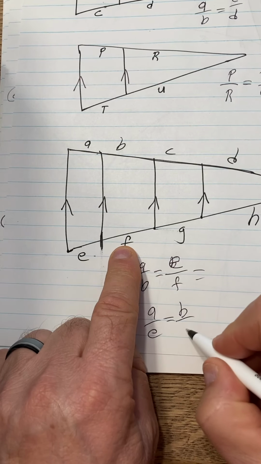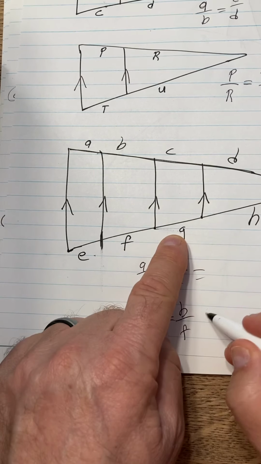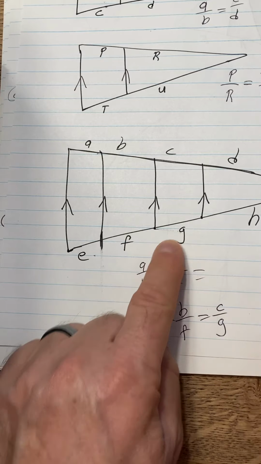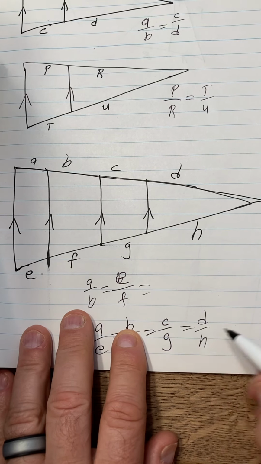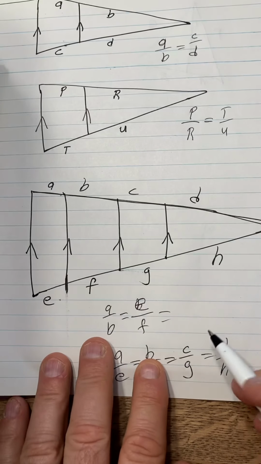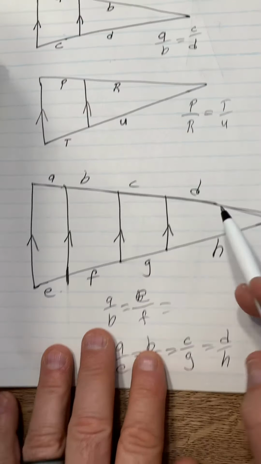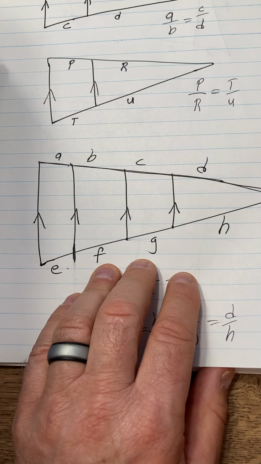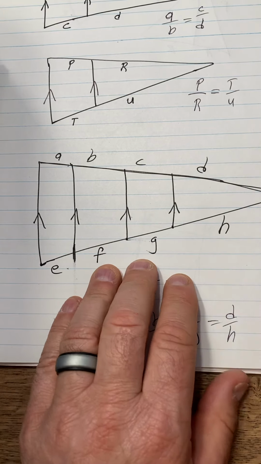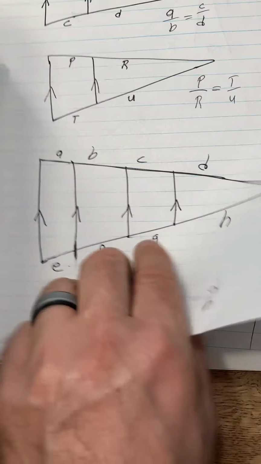This one's easier for me to remember this way. As C is to G, as D is to H. Now, that works as long as these lines are parallel. If these lines are not all parallel, then this doesn't work. And that's the three lines parallel theorem. In this case, there's four lines. As long as all these lines are parallel, it's going to work.